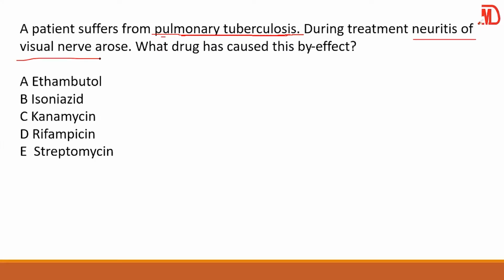And the side effect of isoniazid is actually this. That's why normally when we give isoniazid, we add vitamin B6, or pyridoxine, to prevent peripheral neuropathy or neuritis. So we are thinking of it as what? As isoniazid. So here your answer will be B. All right.